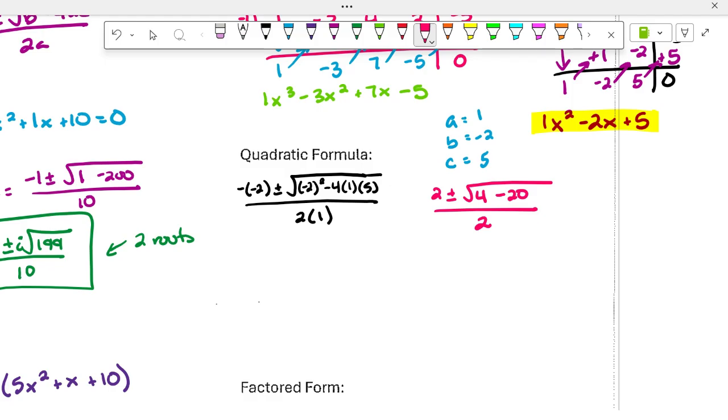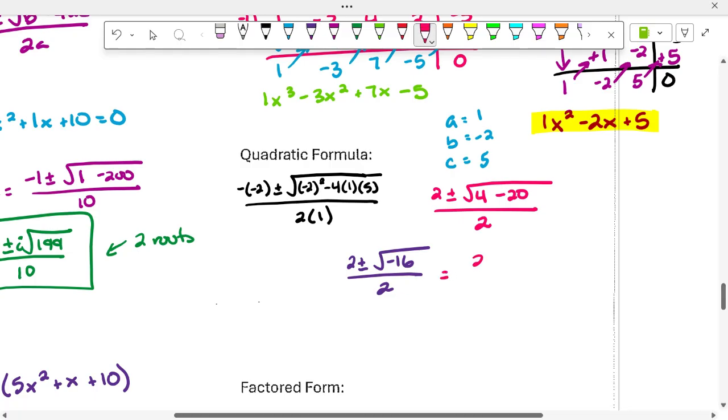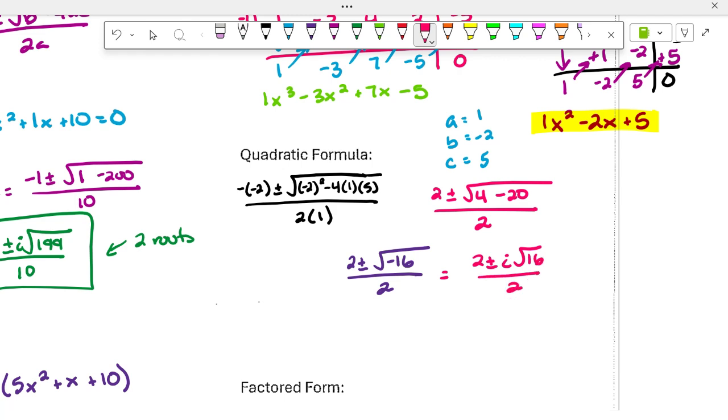What's 4 minus 20? -16. This will be -16 all over 2. Now, what's the square root of -16? 4i. Good. All right. So we have to take the i out. So we have 2 plus or minus i square root 16 over 2. And we know that the square root of 16 is 4. So this would be 2 plus or minus 4i all over 2.